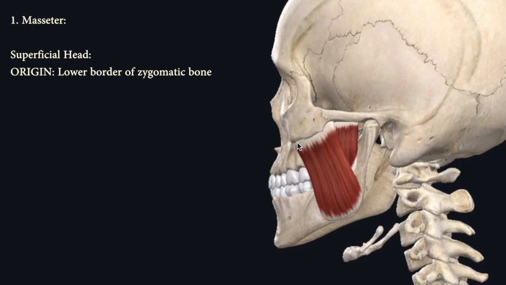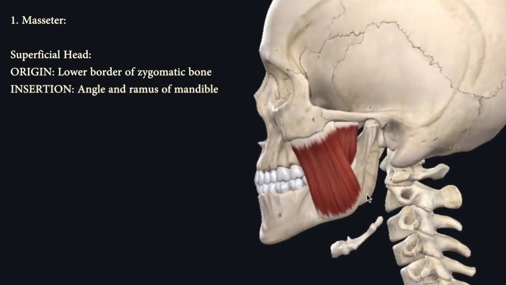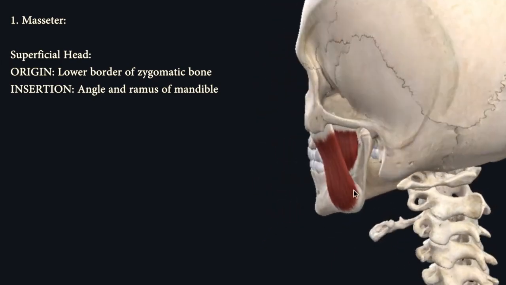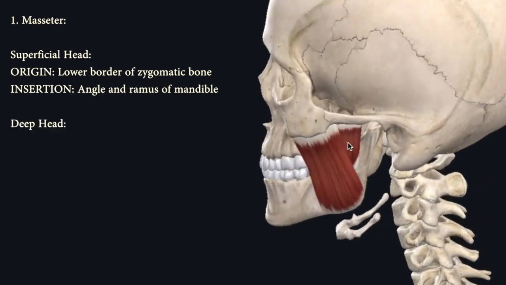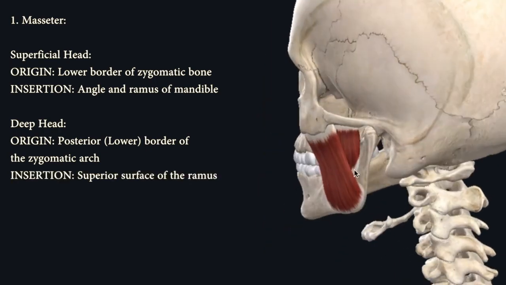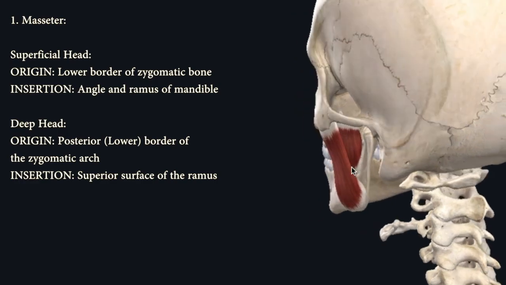The superficial part originates from the lower border of the zygomatic bone and the anterior lower border of the zygomatic arch and inserts into the inferior surface of the ramus of the mandible. Moving on into the deep part, it originates from the lower border of the zygomatic arch and inserts into the superior surface of the ramus of the mandible.